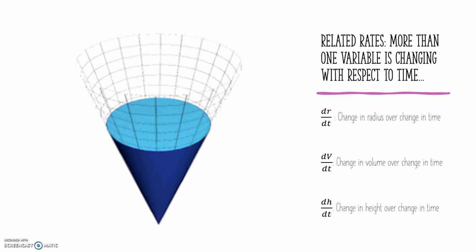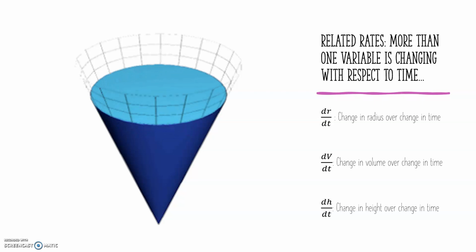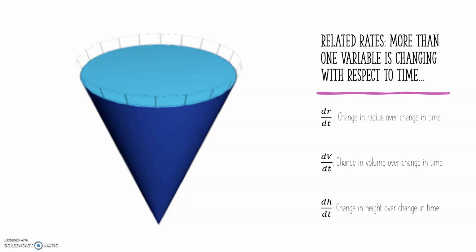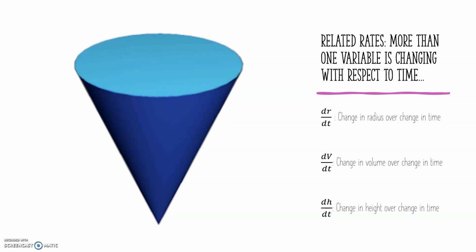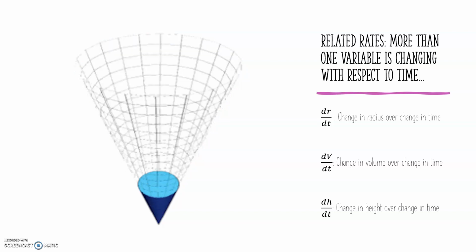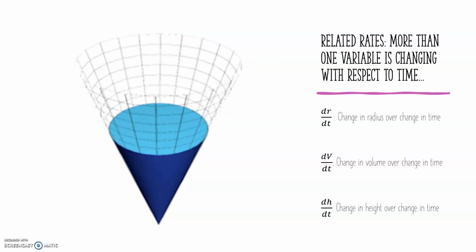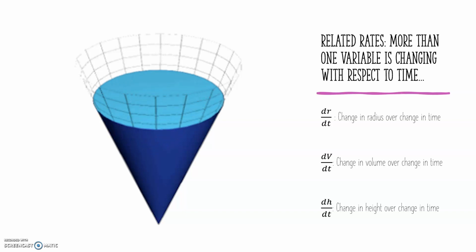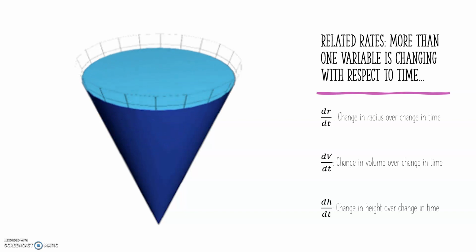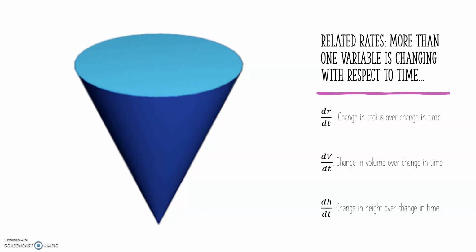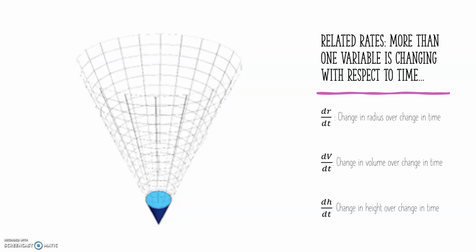Or if you have a conical cup like they serve at the dentist office, those little paper cups, and you go up to the water cooler and you fill it up with water, the radius of the water is changing over time, although the cup doesn't change radius. The volume in water is changing over time, and the height of the water is changing over time as you fill up the cup.